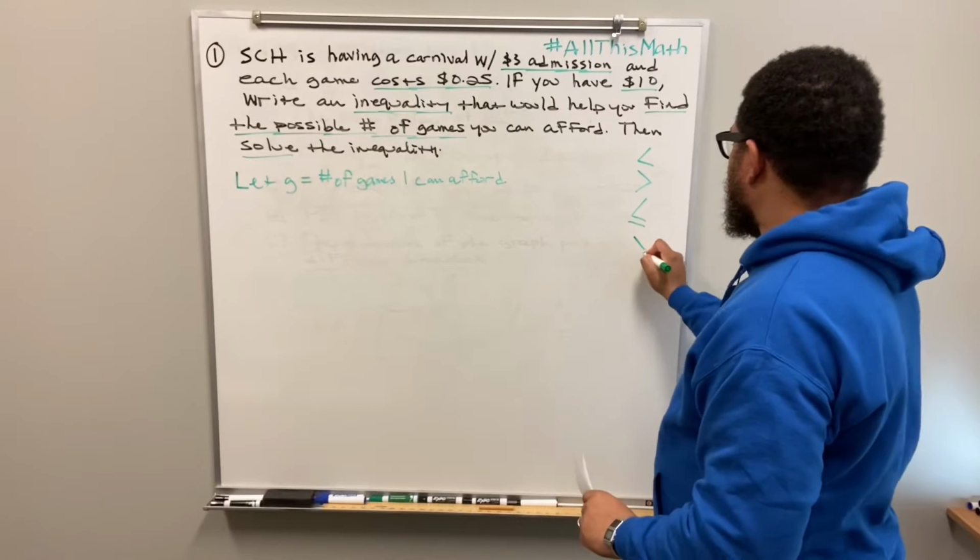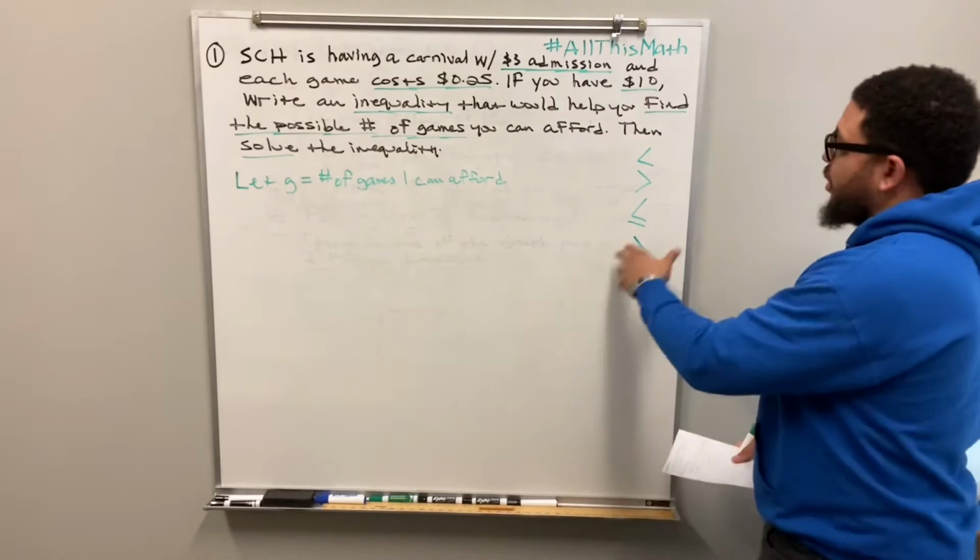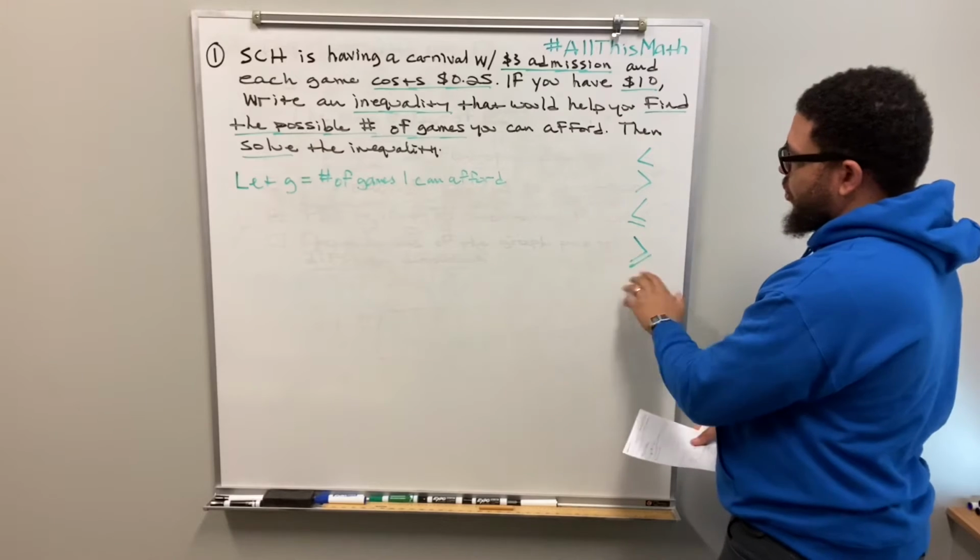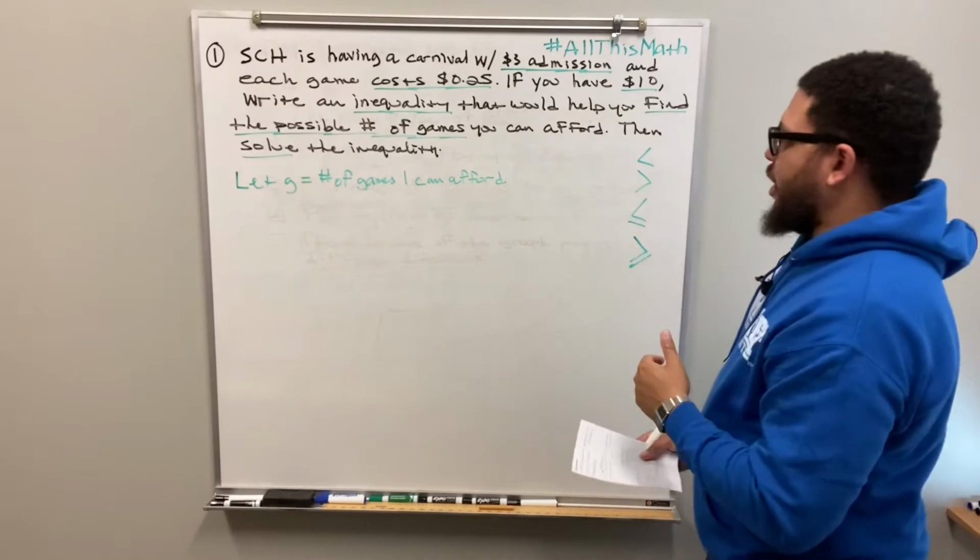What I should have done is this. I was working too fast. All right. Should I say that the amount I have to spend is greater than or equal to $10? All right. I got to figure that out.